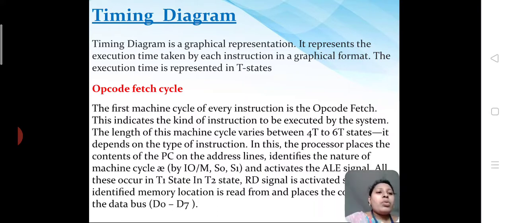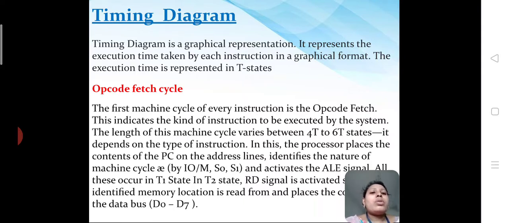Next, the opcode fetch cycle. The first machine cycle of every instruction is the opcode fetch. This indicates the kind of instruction to be executed by the system. The length of the machine cycle varies from 4 T-states to 6 T-states. For the opcode fetch cycle, the minimum is 4 T-states and the maximum is 6 T-states, depending upon the type of the instruction.